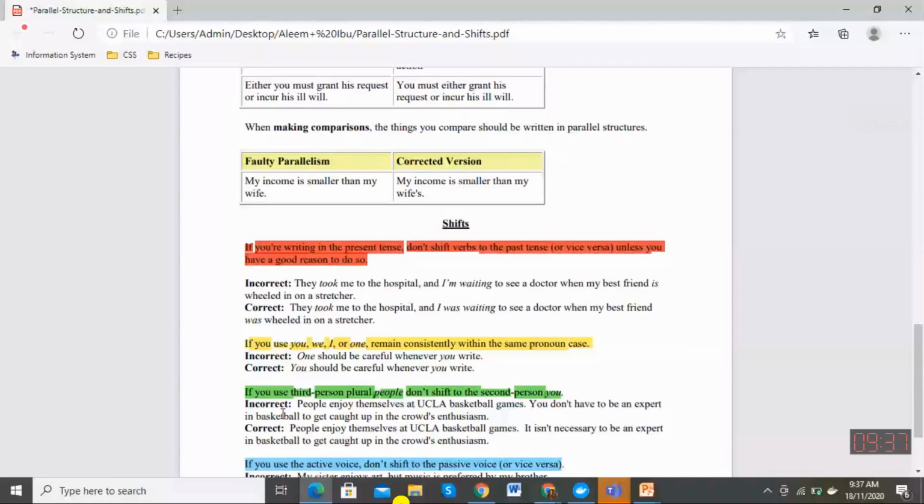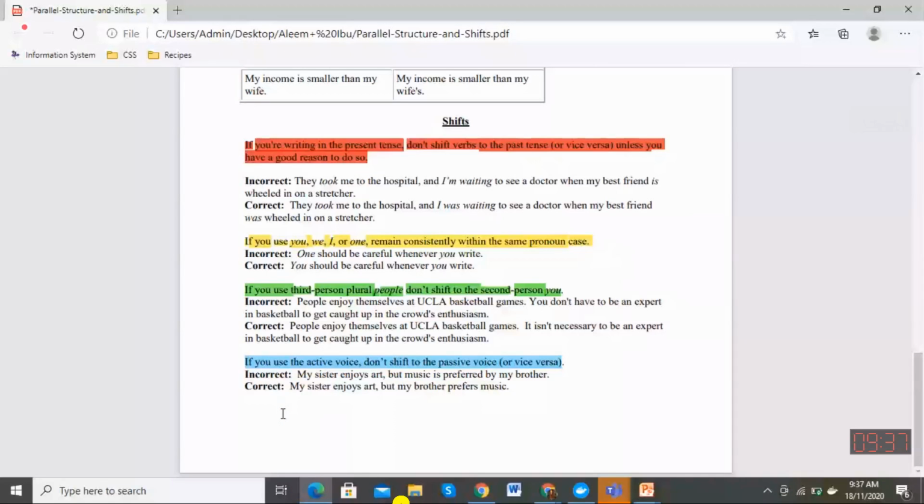You only require this thing. This is the right construction. But if you say people are doing this thing, you should not be requiring this thing like this. So rather than "people enjoy themselves at UCL basketball," it isn't necessary to be an expert in this thing. So pronoun के हिसाब से आप अपनी change different pronouns एक sentence में मत use करें in order to confuse, avoid, prevent your reader to get confused.